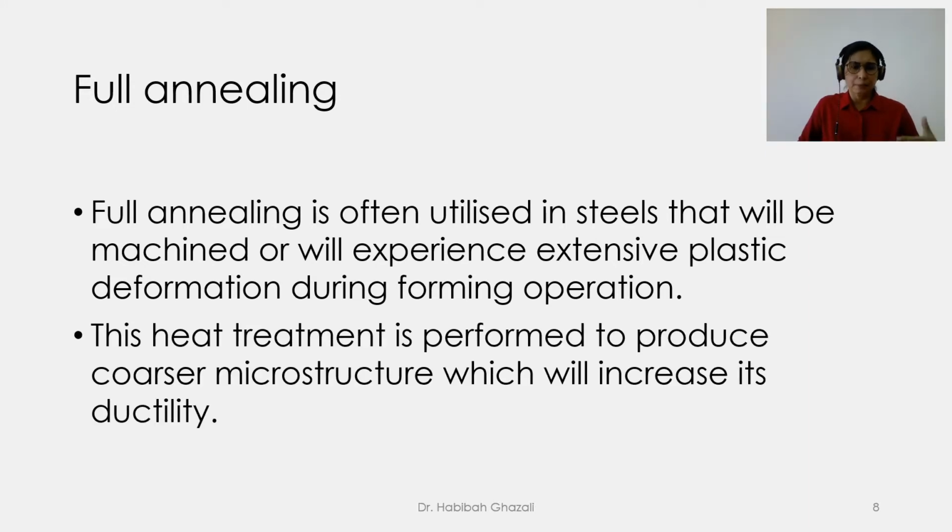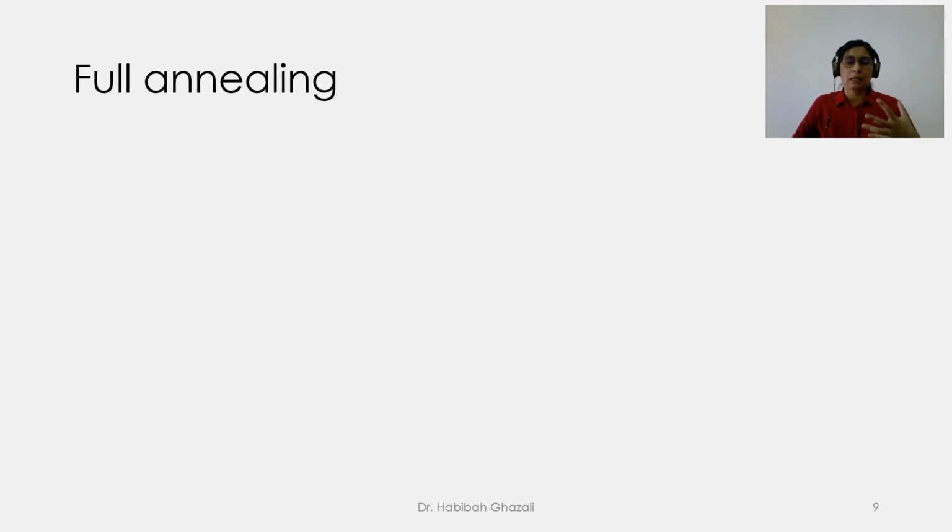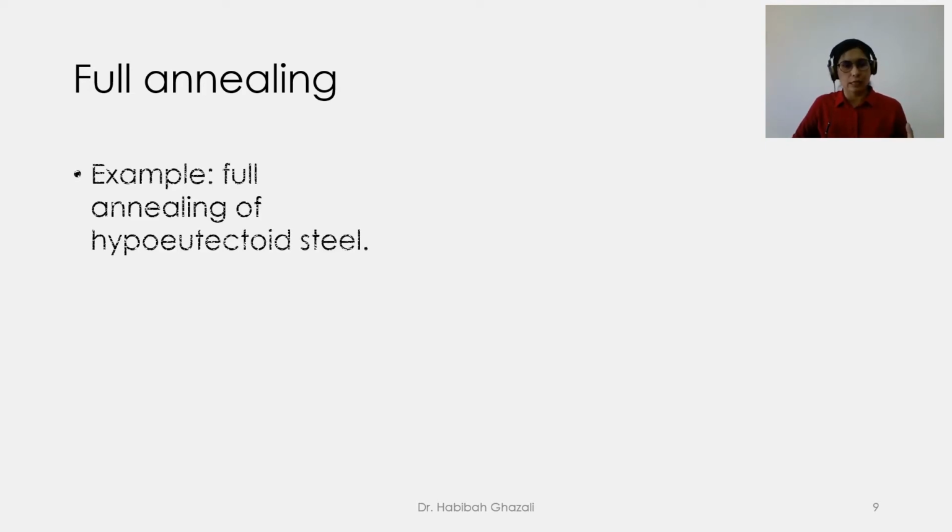This heat treatment is performed to produce a coarse microstructure, which will increase its ductility. We know that with a bigger grain size, the material is more ductile. So this full annealing will result in a microstructure of the steel that is much coarser. In return, you will have a metal that has high ductility. I will use the full annealing process for hypoeutectoid steel as an example.